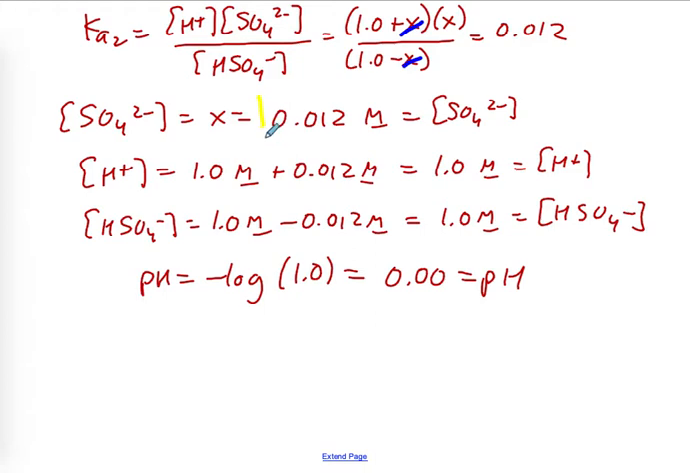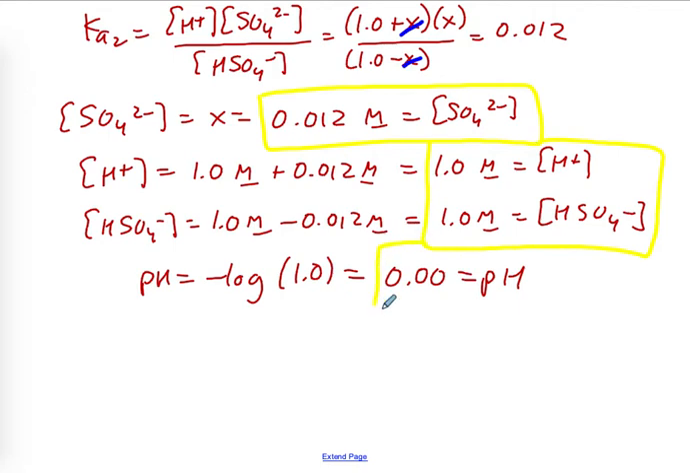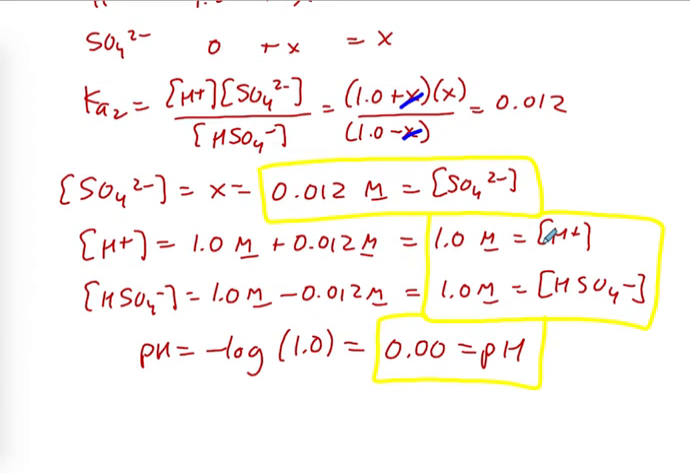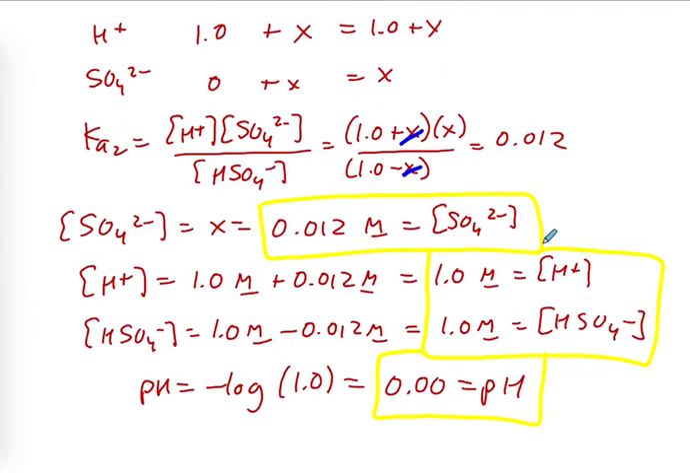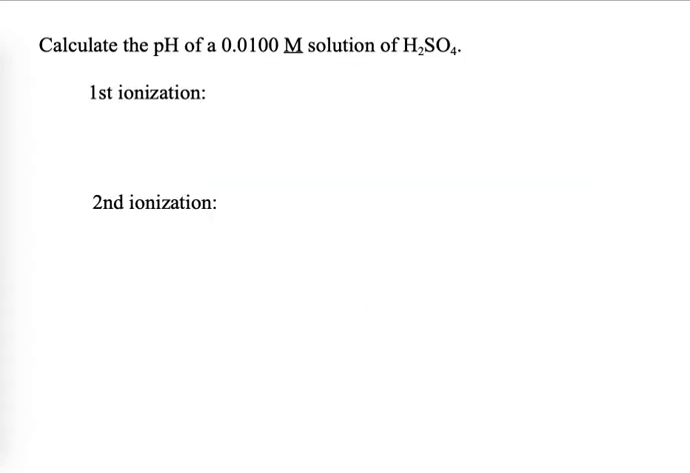So here are our results: sulfate concentration, hydrogen ion and hydrogen sulfate concentration, and my pH. In this particular case, because we started with 1 molar sulfuric acid, the hydrogen ion produced by the second ionization is negligible. But what if we start with a much more dilute solution of sulfuric acid?